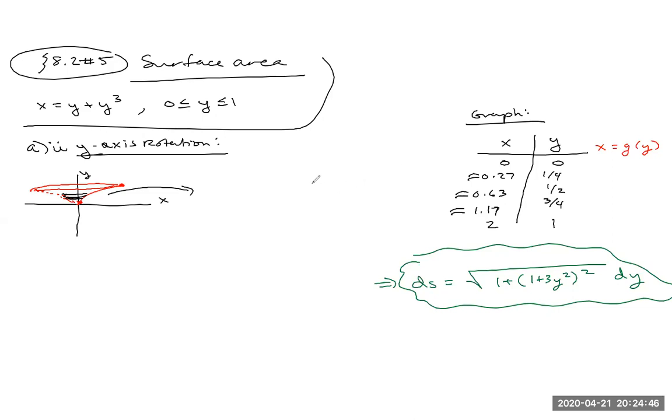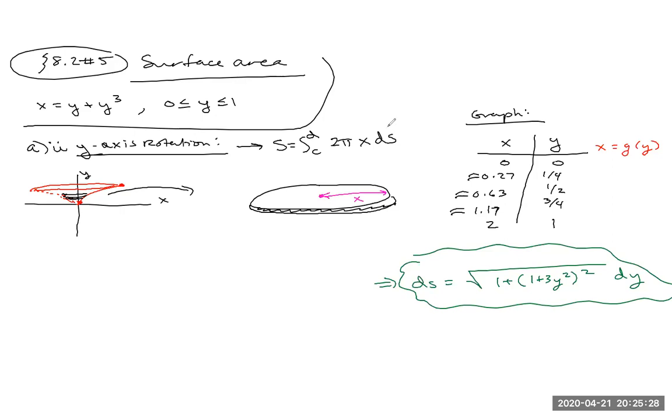Okay, so blowing up that circular strip, its radius this time is going to be x. For y-axis rotation, our surface area will be given from bound C to D. You're going to have 2 pi x ds.